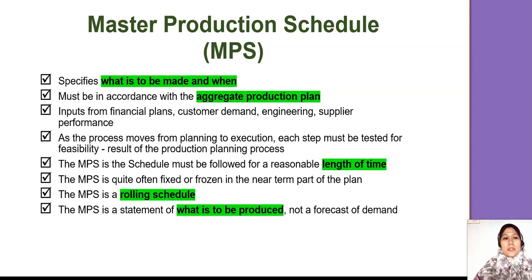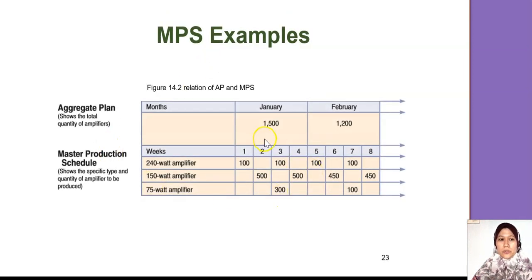We continue with the MPS and also MRP. So MPS is to show what is to be made and when. The information from the aggregate planning will be fit into the MPS, and these are the examples. These are the information for aggregate planning, the output, and then you need to do the MPS.